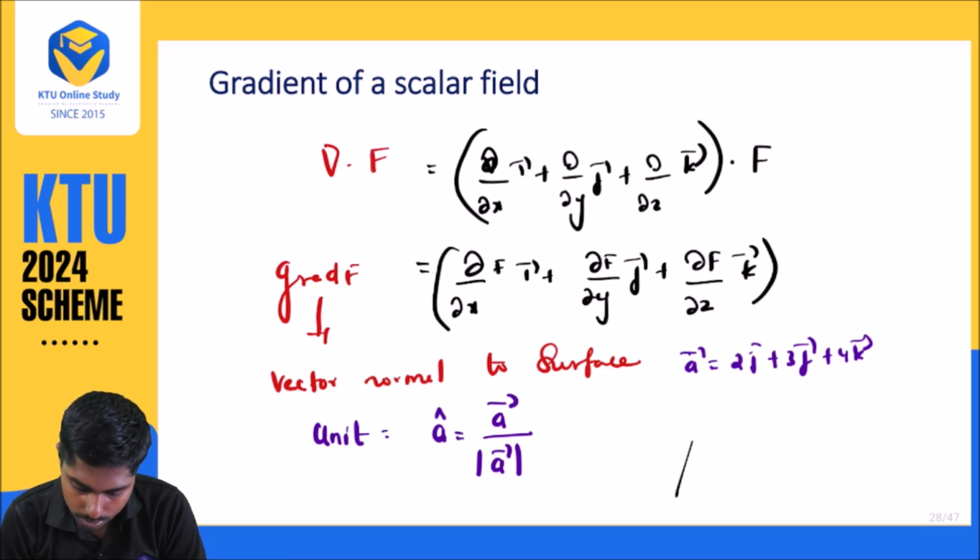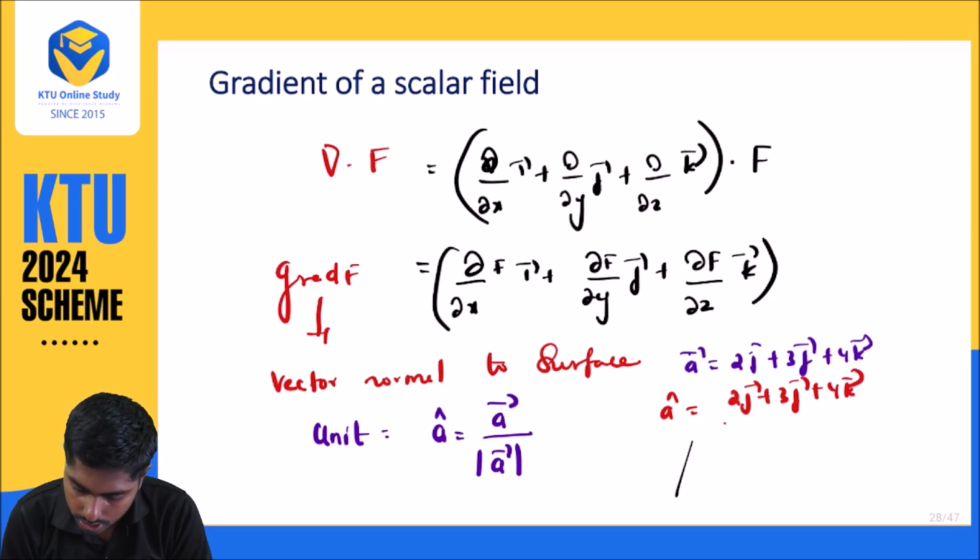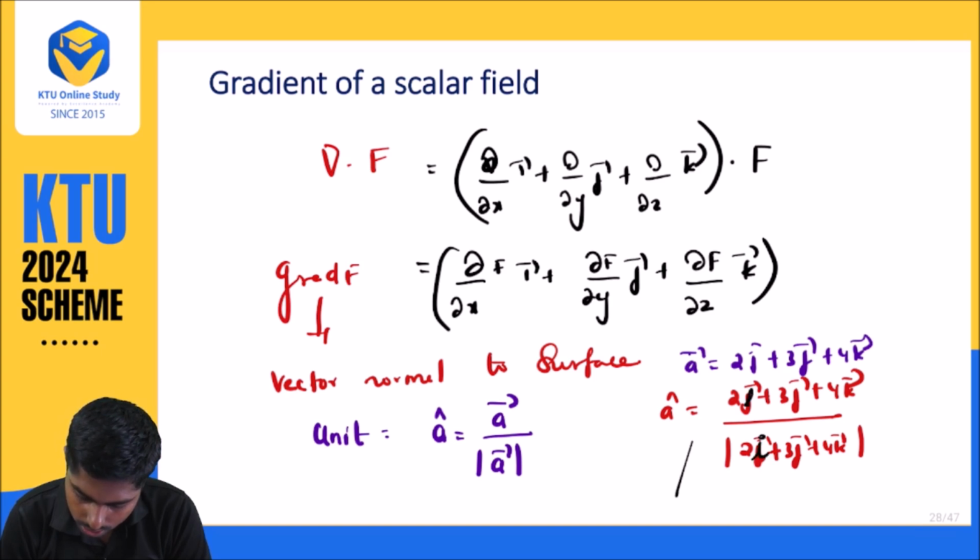The unit vector a cap is equal to a vector, that is 2i vector plus 3j vector plus 4k vector, divided by the modulus of 2i vector plus 3j vector plus 4k vector. Okay.